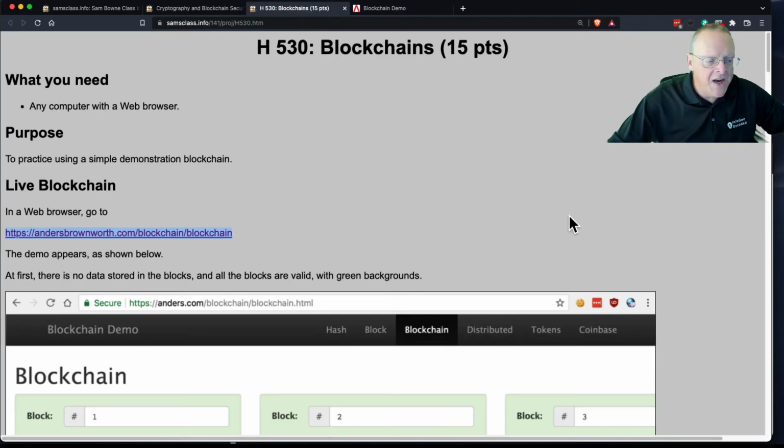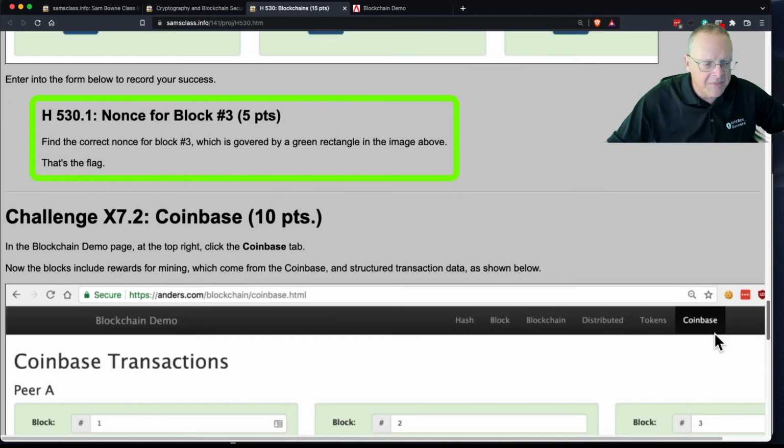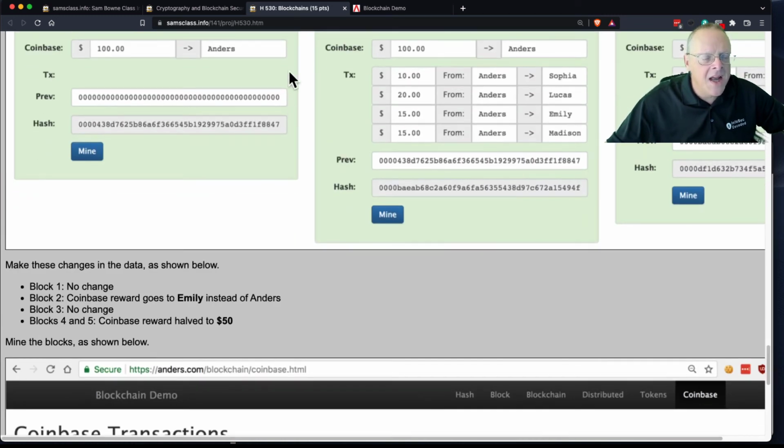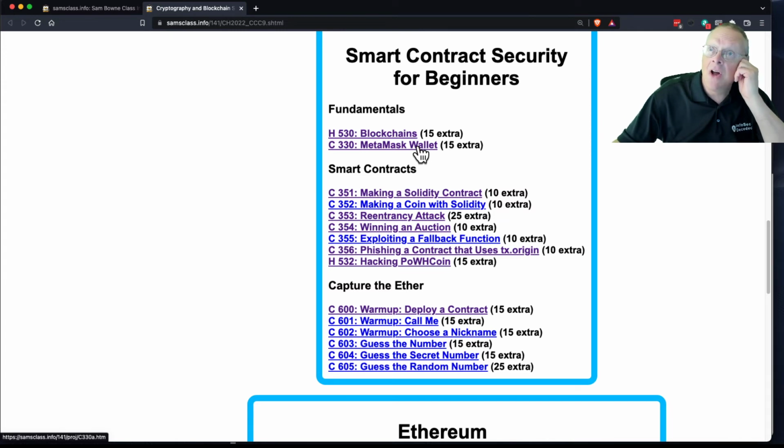And you've got some flags to find using that simple test blockchain here. And then when you're done with that, or if you skip it, you can go to the real blockchain, which is the Metamask Wallet. And this is what everybody uses.